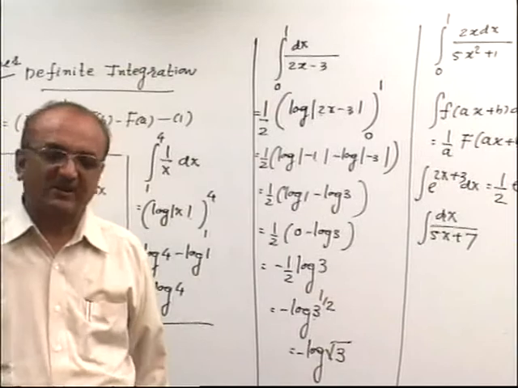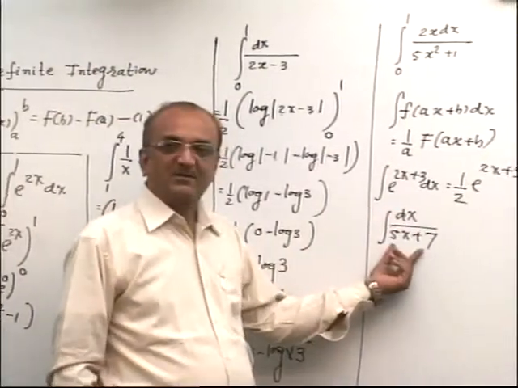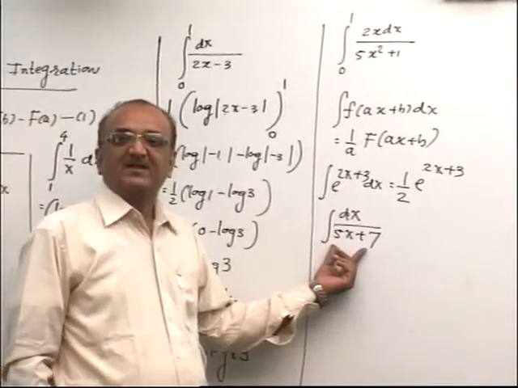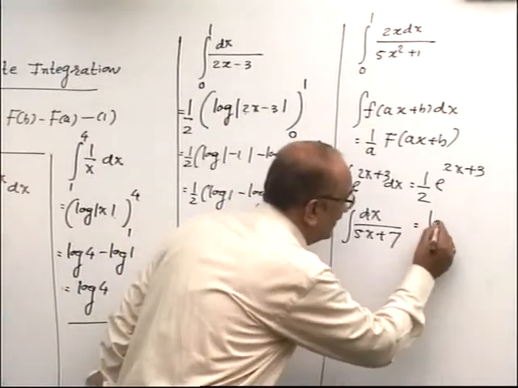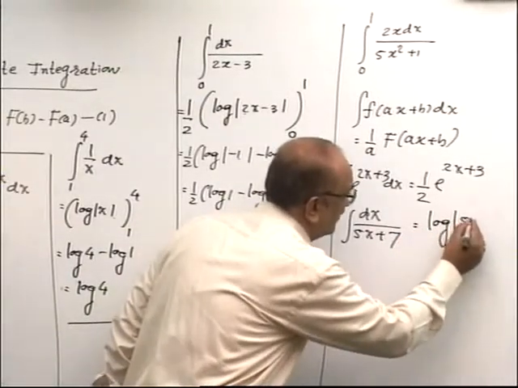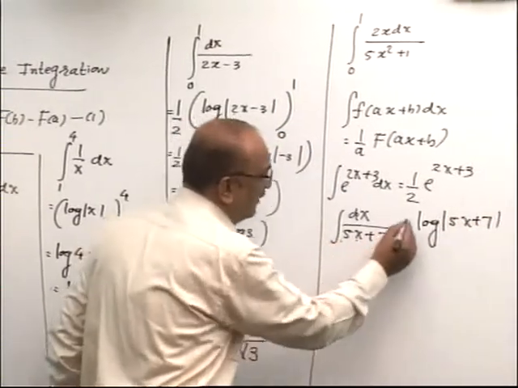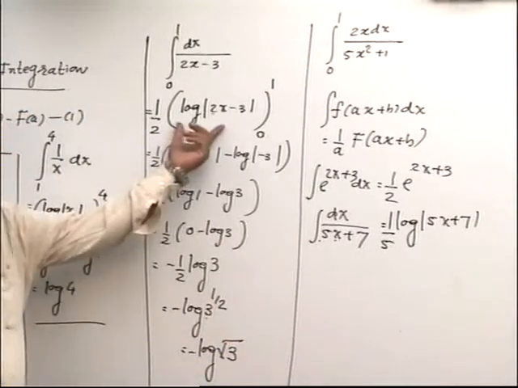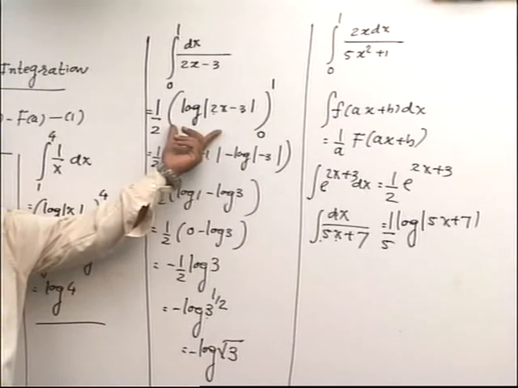The integration of dx upon 5x plus 7 is the same as integration of dx upon x. Integration of 1 upon x is log, so you can write log of modulus 5x plus 7, into the coefficient of x, which is 5, so 1 by 5. This is the same as this. Is it okay?